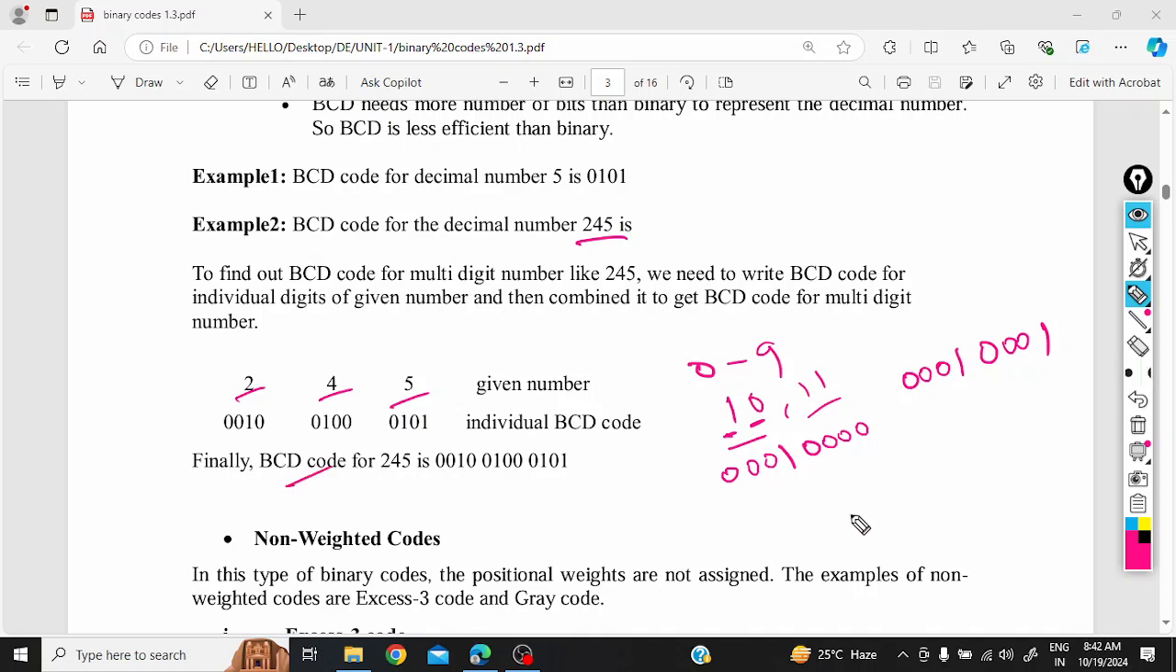Now coming to non-weighted codes. Let's get into the non-weighted codes.